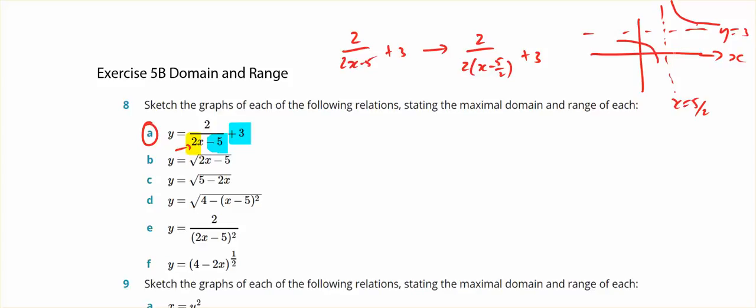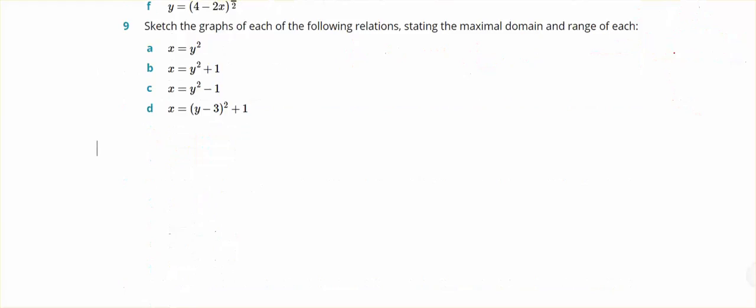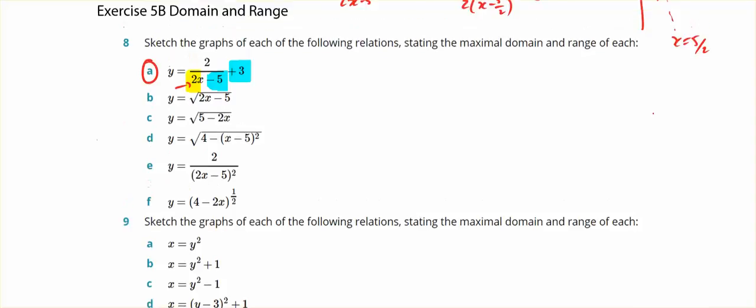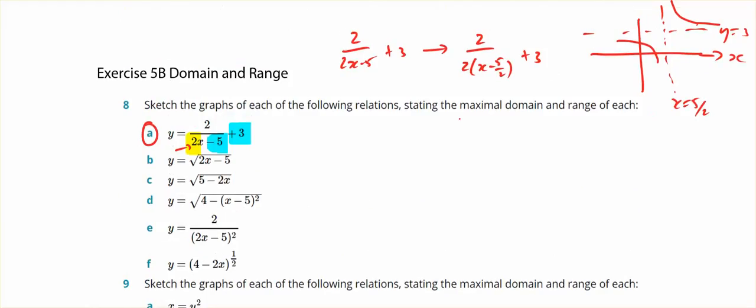Now, the way to write that as a domain and range is, we know maximal means, what is the natural domain of the graph? Naturally, it can take any value for x except 5 over 2. So how do we write that? All values means reals, so the domain is reals except for 5 over 2.